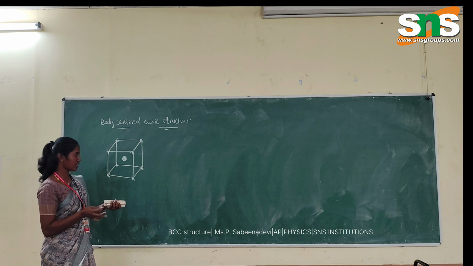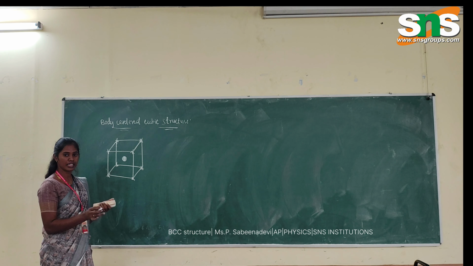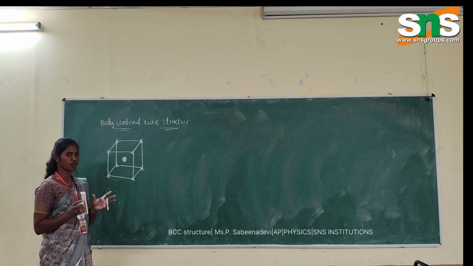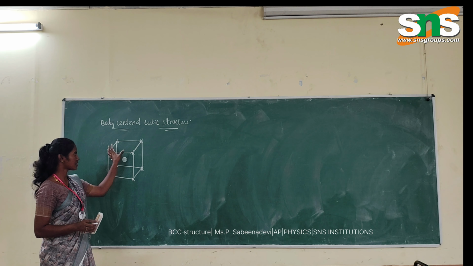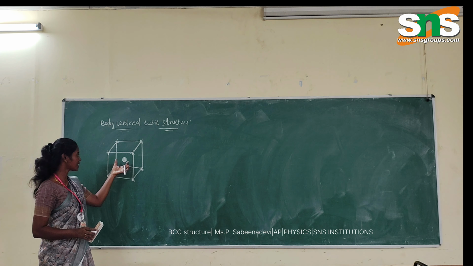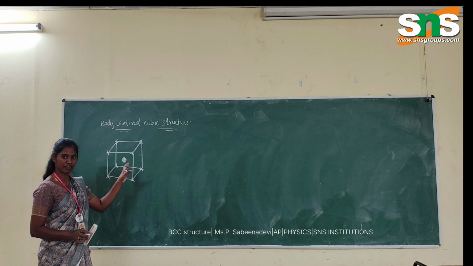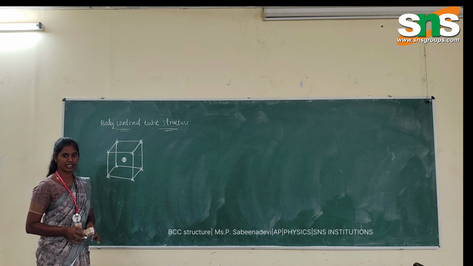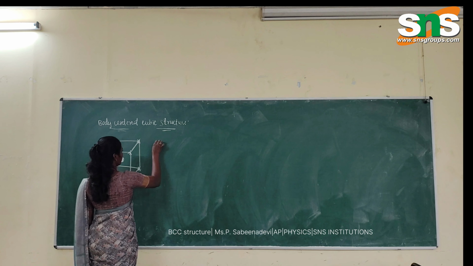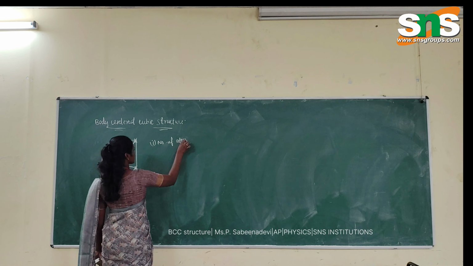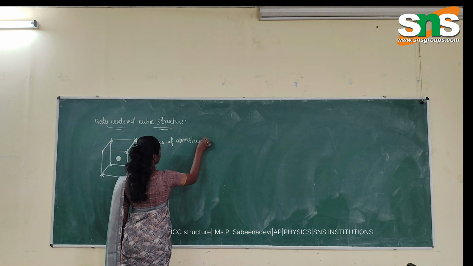Note this. What's the difference between the simple cubic structure and the body-centered cubic structure? In simple cubic structure it has only corner atoms, but here it has corner atoms as well as, in the middle of the body, one full atom. Now we have to find these 4 parameters. The first one is the number of atoms per unit cell.